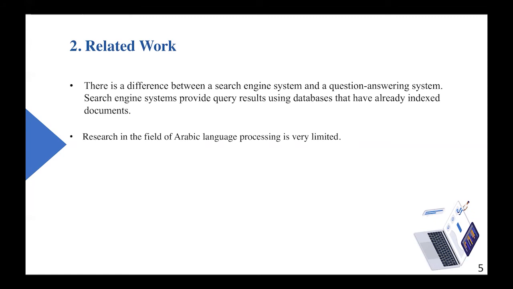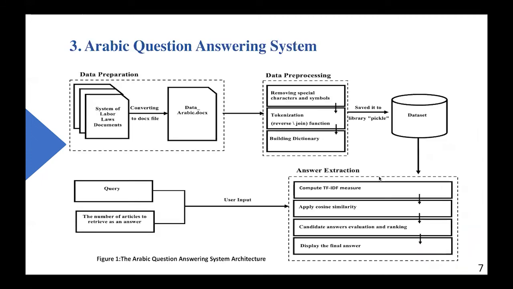And the second thing, research in the field of Arabic language processing is very limited. And this is one of the challenges that we faced in the implementation of our project. However, we have cited some interesting papers and illustrated them in the related work section in the paper. The system framework is as described in this slide. Our Arabic question answering system is divided into three phases: data preparation, data pre-processing, and answer extraction. And I will explain each of them in separate slides.